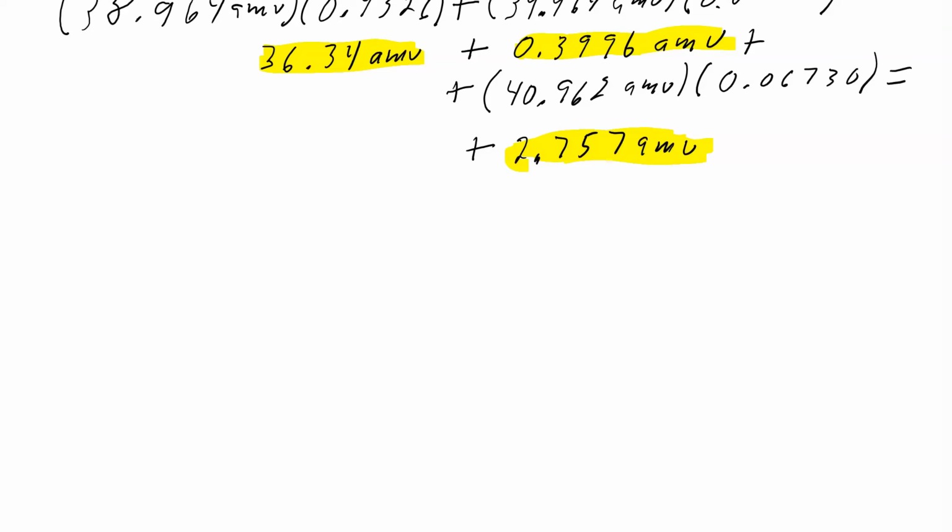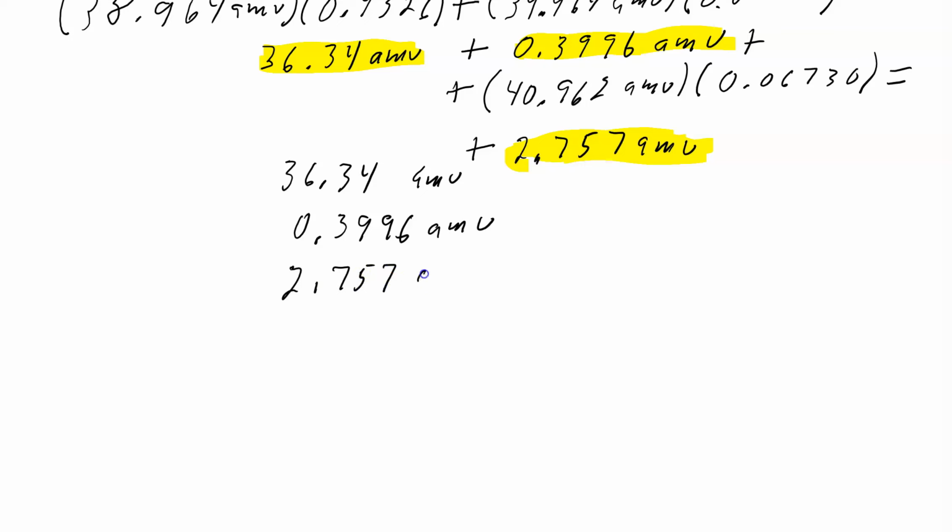So let's set this up as we do for our rules for significant figures. We have 36.34 atomic mass units, and we have 0.3996 atomic mass units, and then finally we have 2.757 atomic mass units.